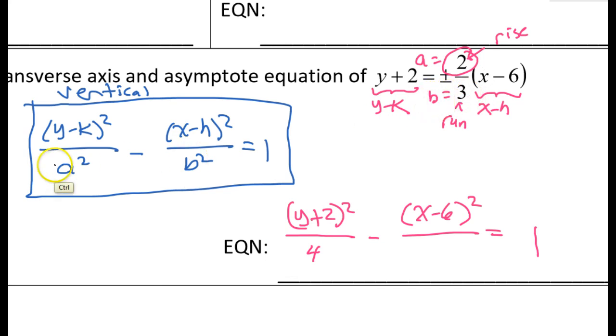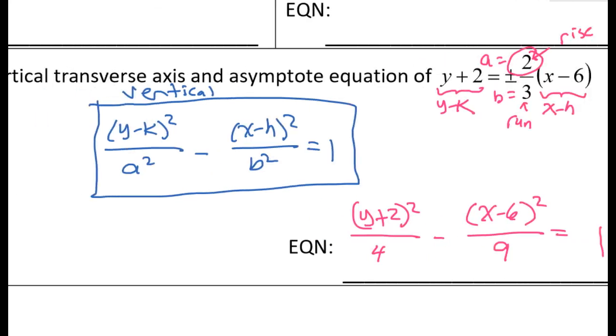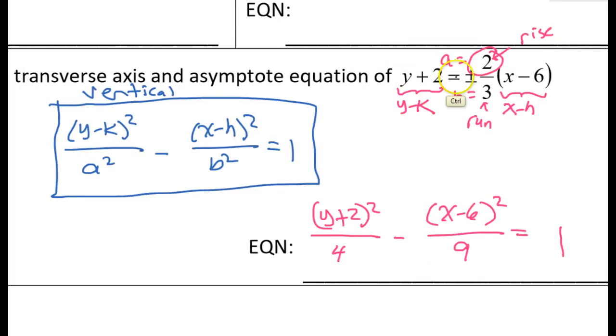It doesn't matter. Even if you got these confused and you thought this was b squared and you thought this was a squared, that doesn't matter. Either way, you know that this is the run. It's horizontal, so you know that it's going to go for the x term no matter what. But we're going to put a 9 because this is b and we want b squared. So that's it. This should be the equation of the hyperbola with a vertical transverse axis and this asymptote equation.